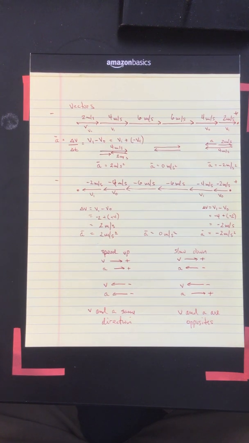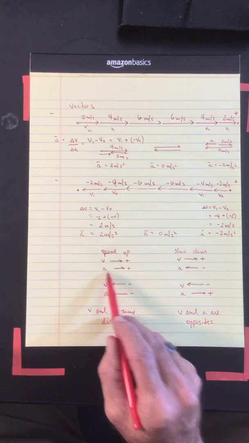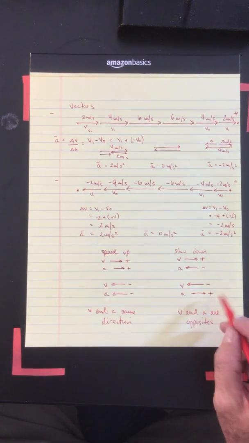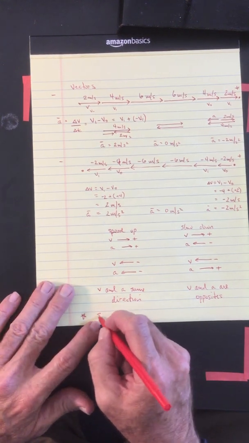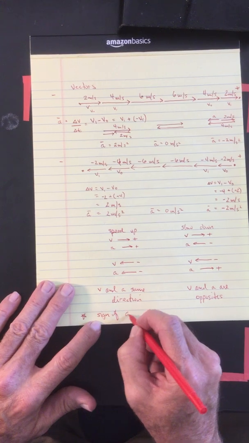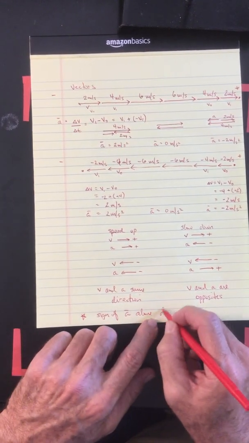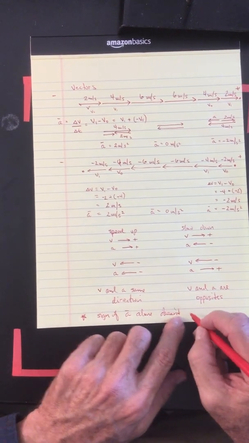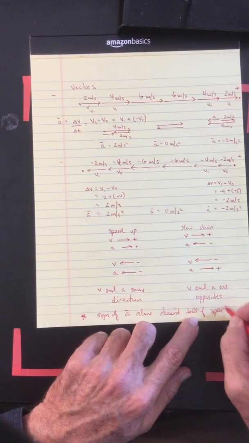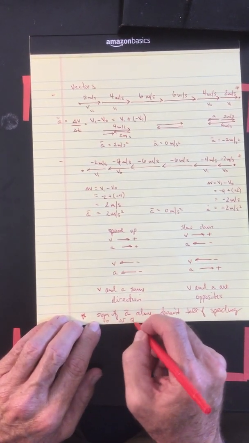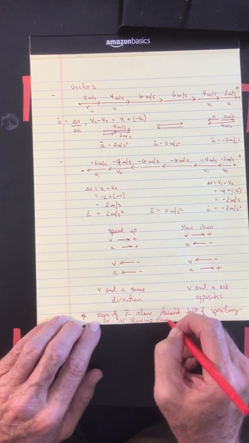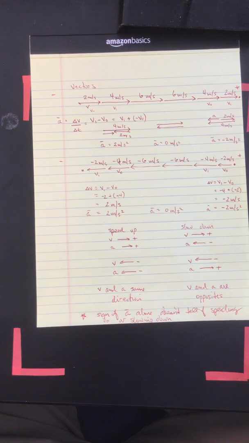Just a key to this is that the sign of the acceleration alone does not tell you if you're speeding up or slowing down. Because we have positive acceleration here, we're speeding up. We have positive acceleration here, we're slowing down. So that's just kind of a key point. The sign of my acceleration alone doesn't tell if you're speeding up or slowing down. You need to also know what's happening with your velocity and the direction that you're traveling, whether you're going to be speeding up or slowing down.